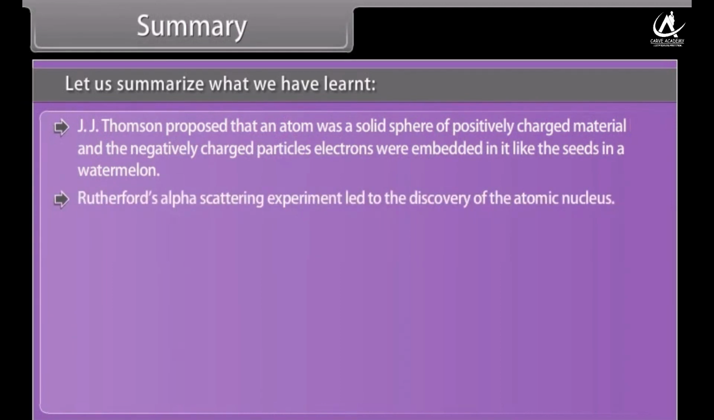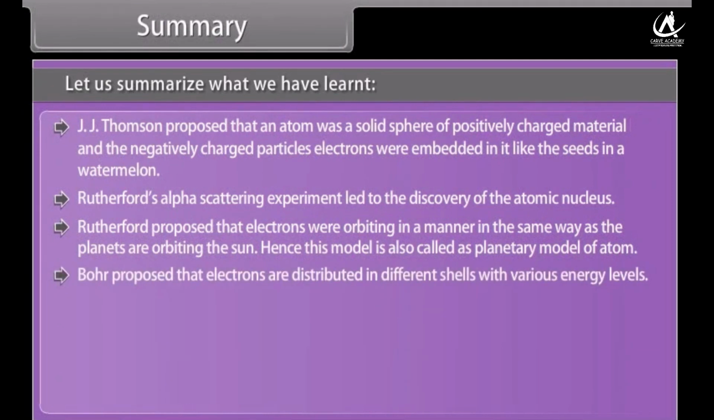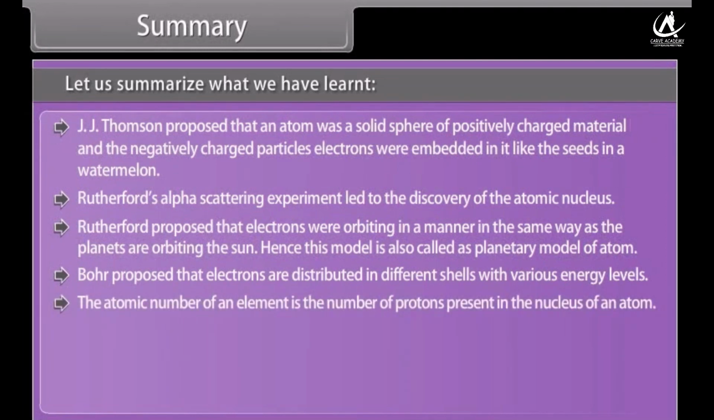Rutherford's alpha scattering experiment led to the discovery of the atomic nucleus. Rutherford proposed that electrons were orbiting in the same way as the planets orbit the Sun. Hence, this model is also called the planetary model of the atom. Bohr proposed that electrons are distributed in different shells with various energy levels. The atomic number of an element is the number of protons present in the nucleus of an atom.